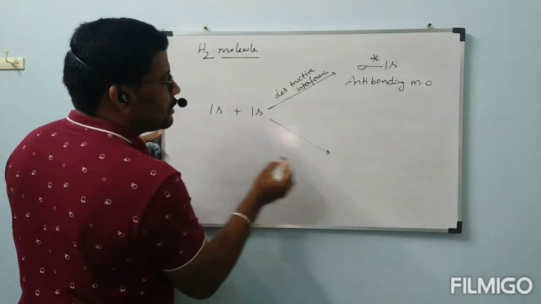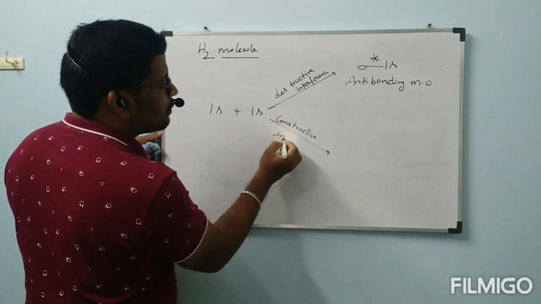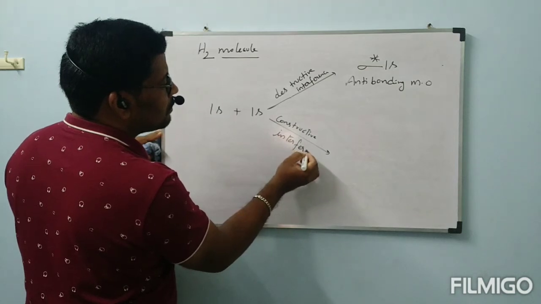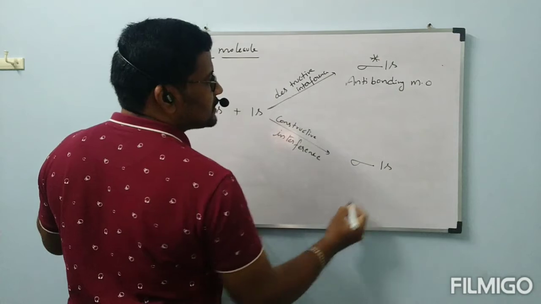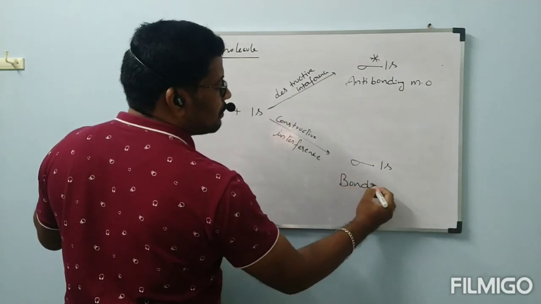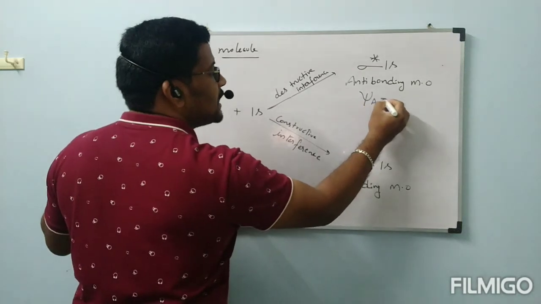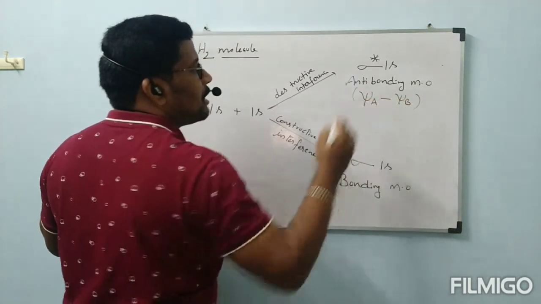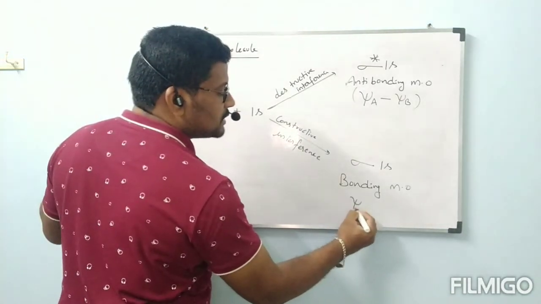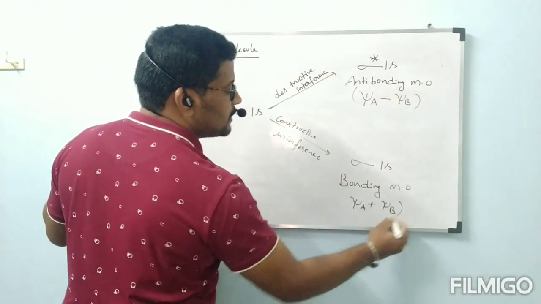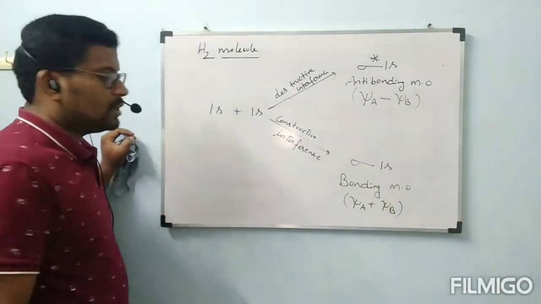If they undergo constructive interference, they will form sigma 1s, which is called bonding molecular orbital. Anti-bonding molecular orbital is represented by psi A minus psi B. Bonding molecular orbital is represented by psi A plus psi B. This one also note down.